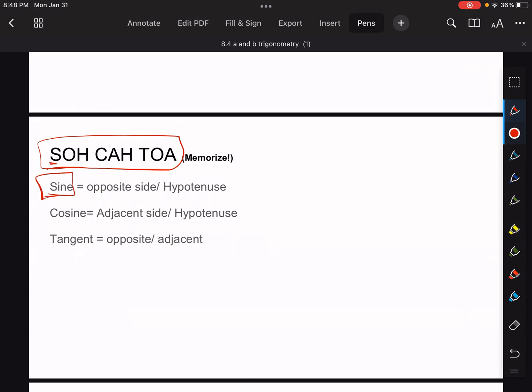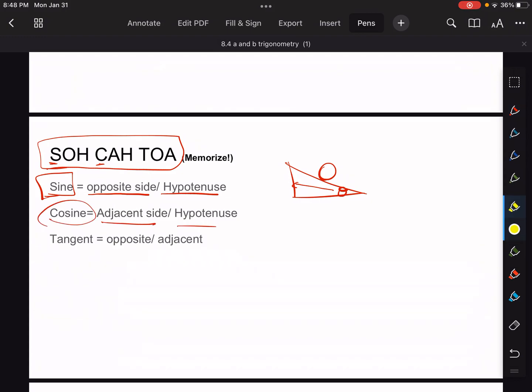Okay, sine is always equal to an opposite side over the hypotenuse in a right triangle. So if I have a right triangle here, let's say that I'm looking at this angle right here. Okay, if that's my perspective, the opposite side would be this one, and the hypotenuse is always across from the 90, which is this guy right here. Okay, the cosine, C for cosine, is the adjacent side over the hypotenuse. So for adjacent, if I'm looking at that same perspective, adjacent would be this guy. Adjacent means next to.